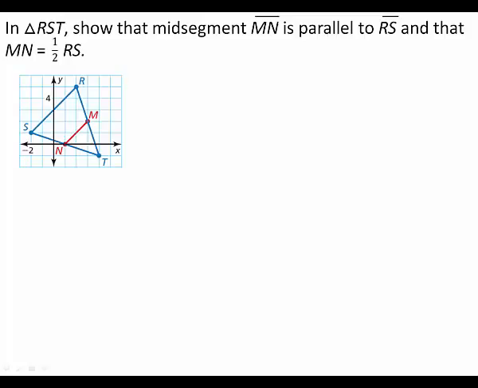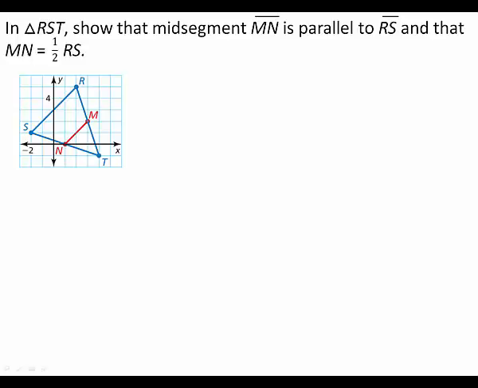In triangle RST, show that midsegment MN is parallel to segment RS and that the length of segment MN is equal to 1/2 times the length of segment RS. To begin this problem, first label the coordinates of the vertices of triangle RST.